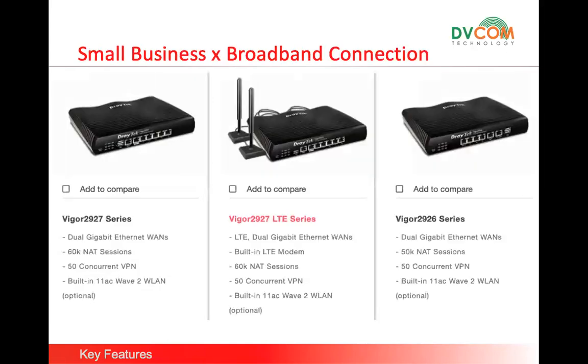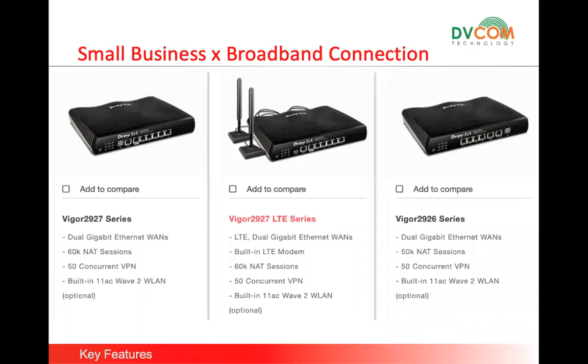And if you go with the small business broadband routers, we have the 2927 and the 2926. In the 2927, you can terminate up to 2 internet connections, and it supports up to 60,000 NAT sessions and 50 concurrent VPNs, and you can configure multiple SSIDs, and it supports Wi-Fi 5 technology. And if you go with the 2927 LTE, it has a built-in LTE modem, and you can terminate 2 internet connections, and it supports up to 60,000 NAT sessions and 50 concurrent VPNs, and you can configure multiple SSIDs, and it's going to support Wi-Fi 5 technology.